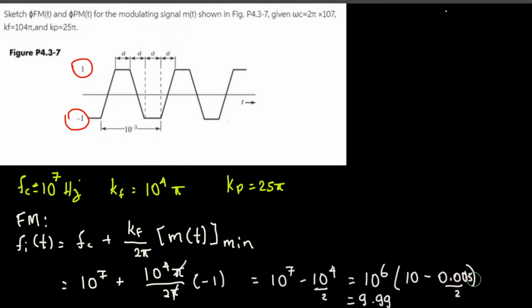But let's show this one right here. 0.01, if you divide this one by 2, that's going to be 0.005. So this is going to be 9.995 megahertz. Okay, that is the minimum of it, and then the maximum.